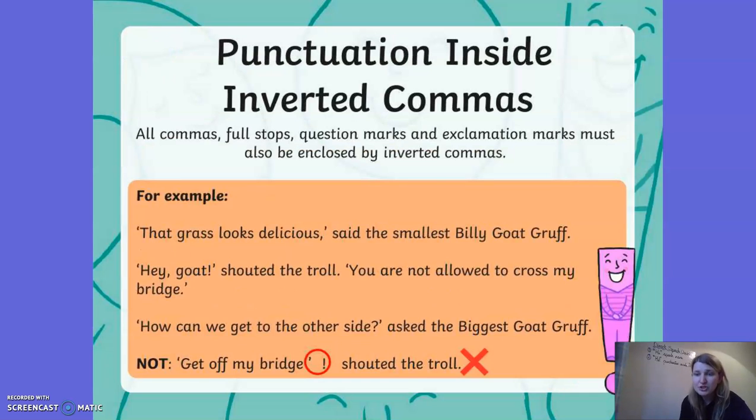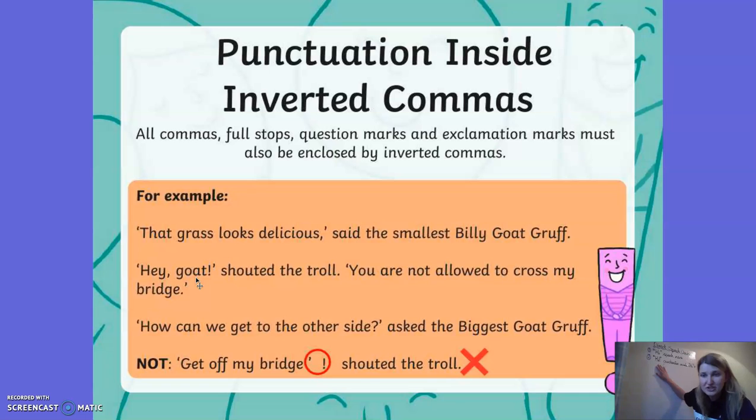Next thing is our punctuation. Okay, so we need to use punctuation in the same way that we would do if we were writing a normal sentence. So exclamation marks, full stops at the end of sentences, question marks at the end of questions, etc. If it's part of the sentence that's being said, we put it inside the speech marks. Okay, so the example I've got on the screen is, "That grass looks delicious," said the smallest Billy Goat Gruff. Or we've got an exclamation mark in this one, "Hey, goat!" Again, the exclamation mark is inside.